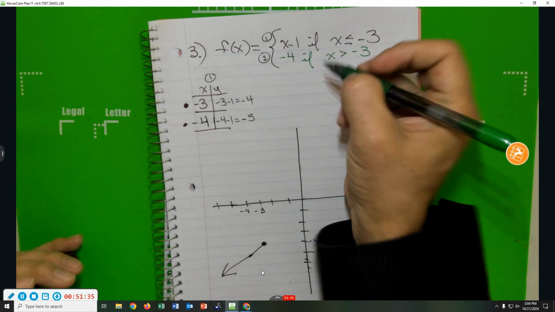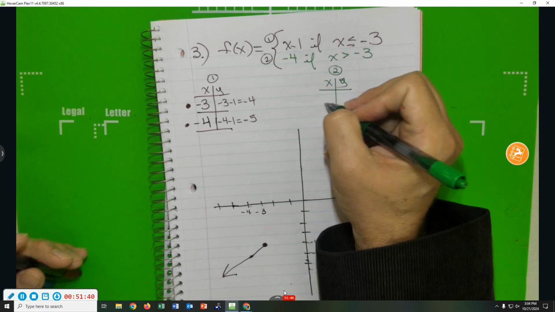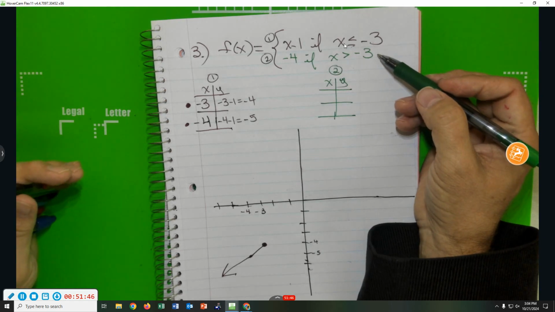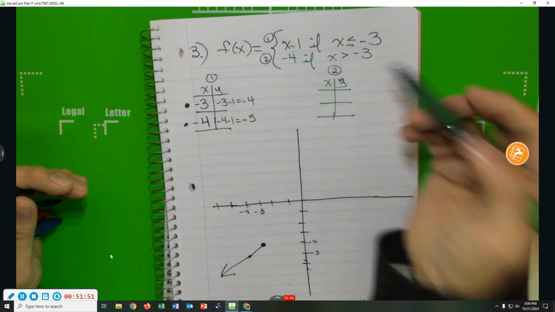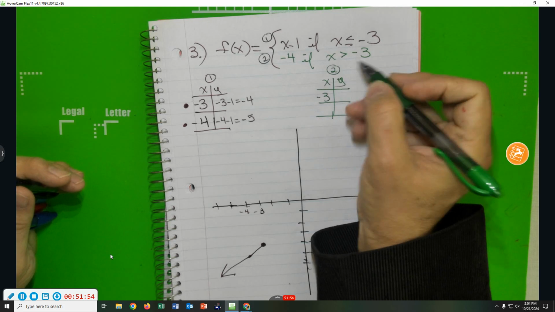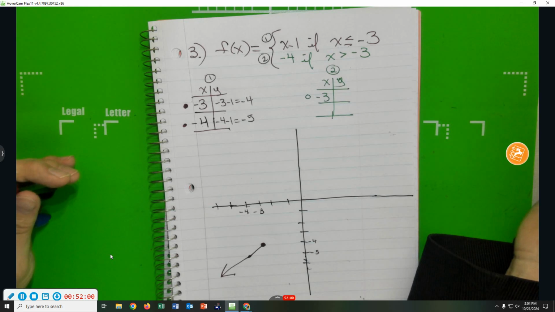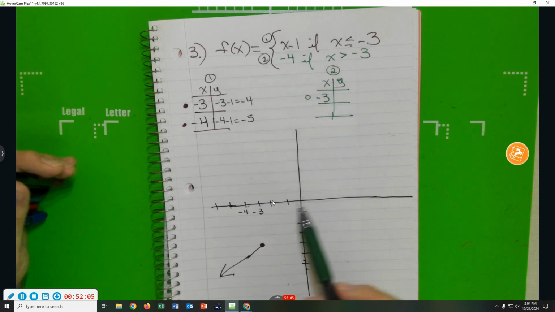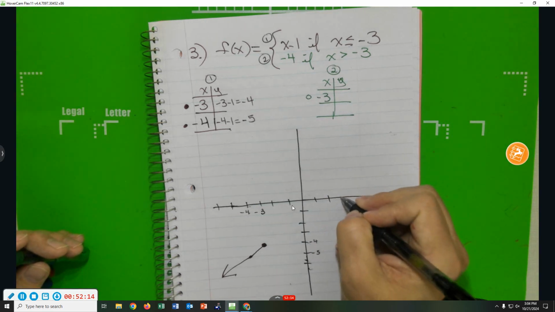Now the green piece. Table 2. What's the first number I must use for x in the green piece? I have to use negative 3 even though there's no equality. I have to use negative 3. There's no equality, so I expect this cut point to be an open circle. Now I need another x value, an x value that's bigger than negative 3. A number to the right of negative 3. What do y'all think I'll use? 0? Yeah, I think I'll use 0.